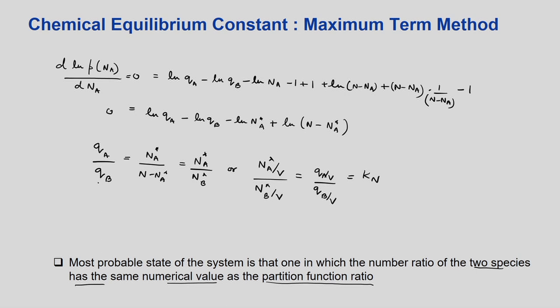So, we come to the end of this lecture. What we have learned here is two methods for obtaining the equilibrium constant. In the first method, we obtained it through the minimization of the Helmholtz free function. In the second method, we maximized the probability term, and we obtained the same results in both cases.